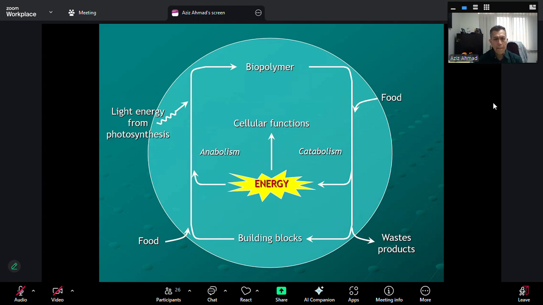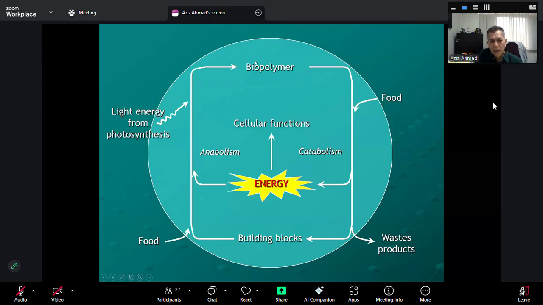Okay, so in living things, like the plants we can see, for instance, or some bacteria, which is the green sulfur bacteria, they can capture the energy from light or sunlight, and then they get the nutrient as the food source, and then by using anabolism, they can produce the biopolymer, which is useful for our life. We are the consumer.